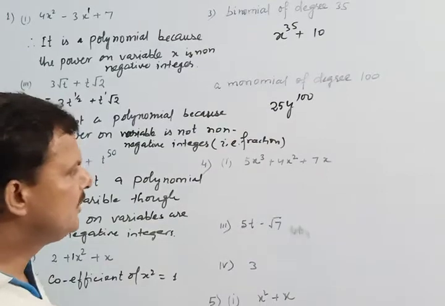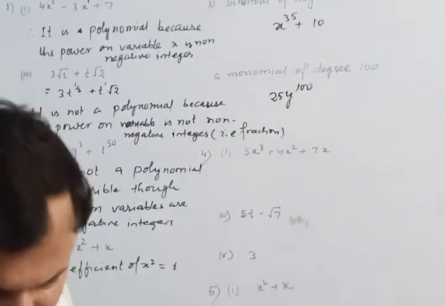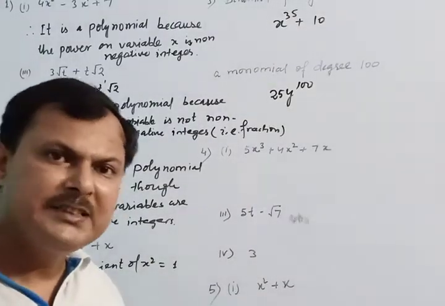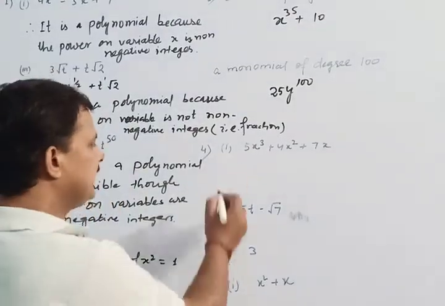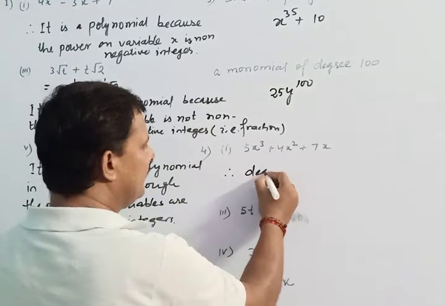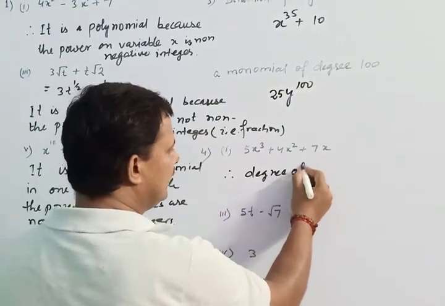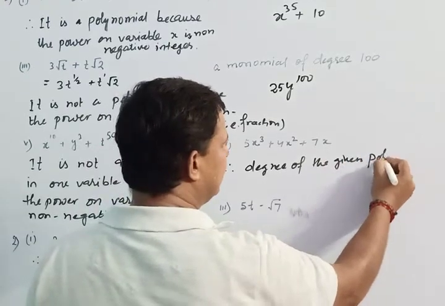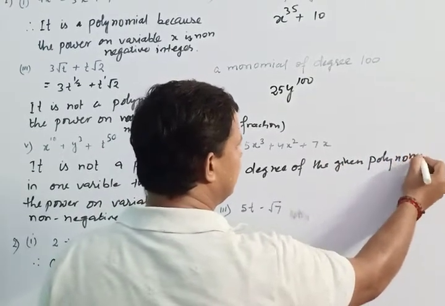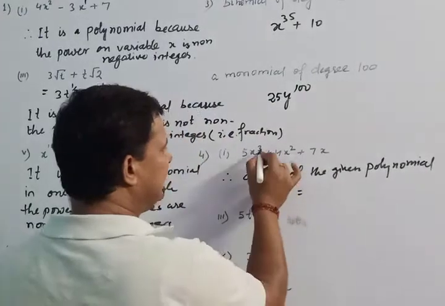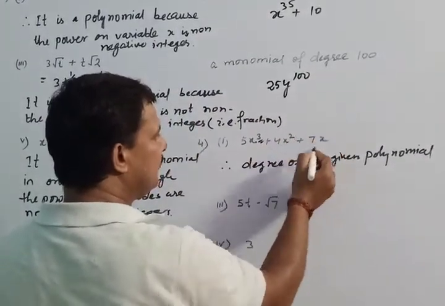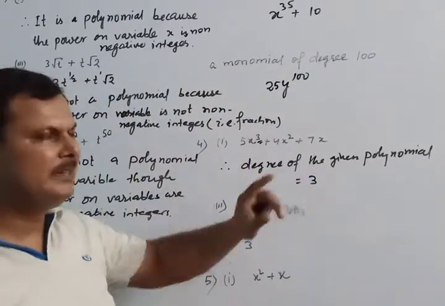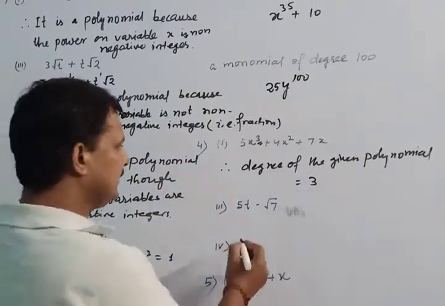Now in this question you have to decide the degree of the polynomial. The highest power of a polynomial is said to be the degree of the polynomial. So therefore the degree of the given polynomial is equal to the highest power. You see 3 here, 2 here, 1. The highest power is 3. The powers are 3, 2, 1. The highest power you have to write.